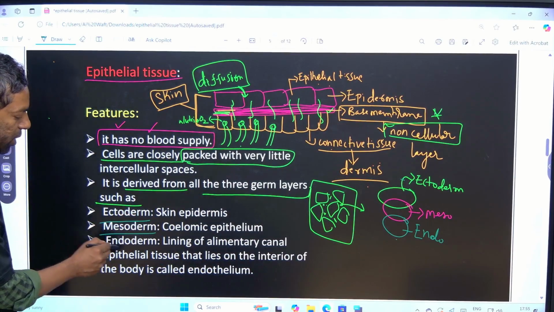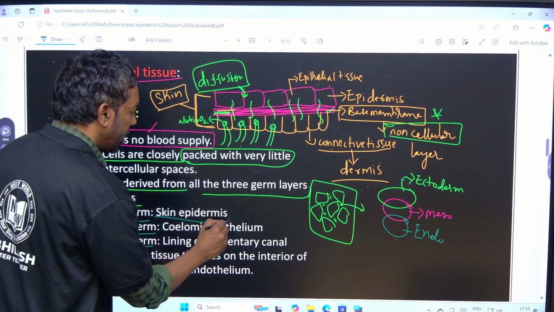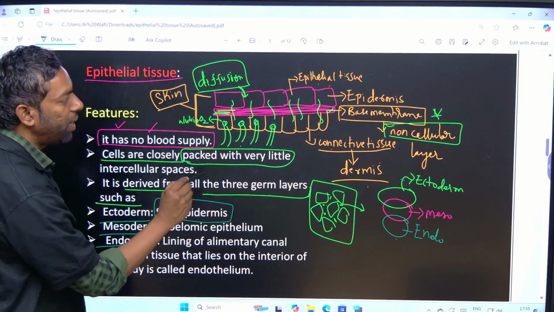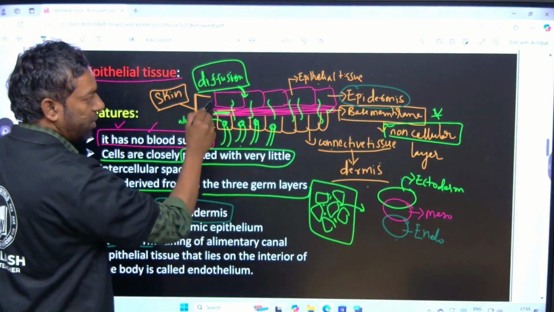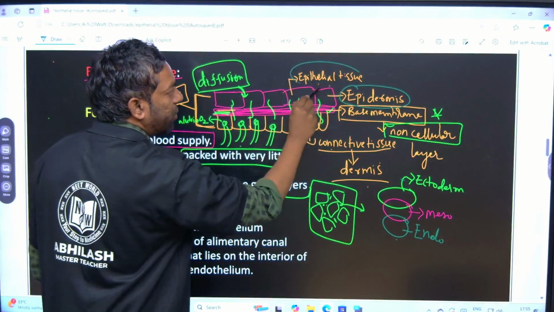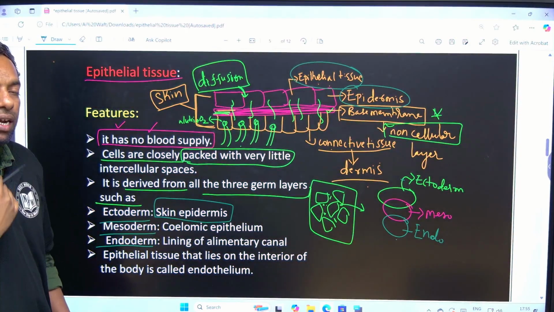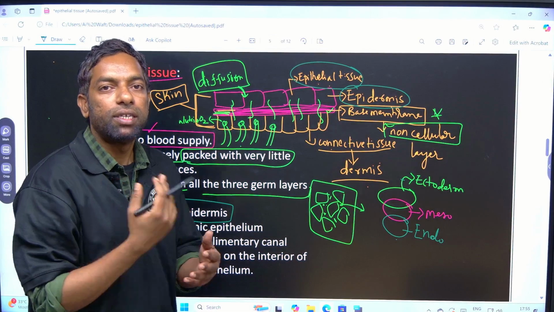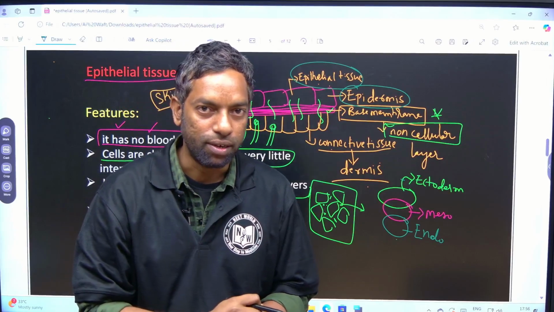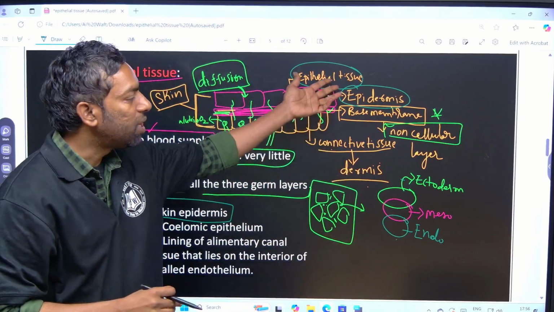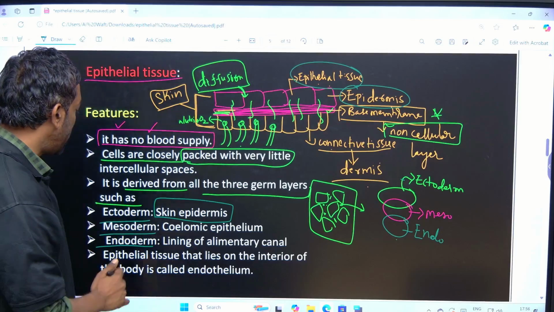Ectoderm, mesoderm, endoderm. If we come to the ectoderm, the skin epidermis, there is a series of cells, epithelial tissue, right? They originate from the ectoderm. All over the skin is derived from the ectoderm. Skin is of ectodermal origin, which is connected to the epithelial tissue, dermis and epidermis.